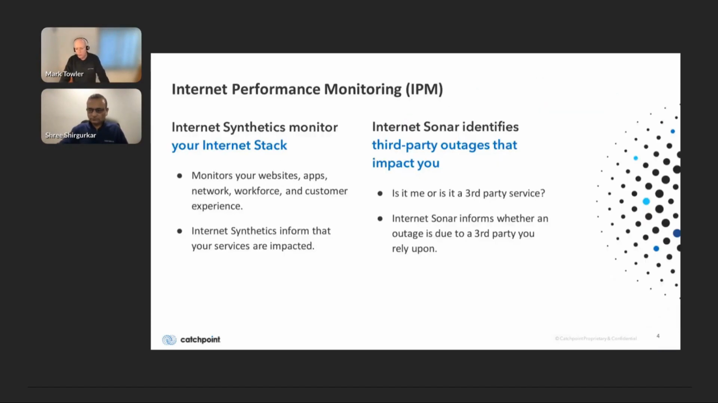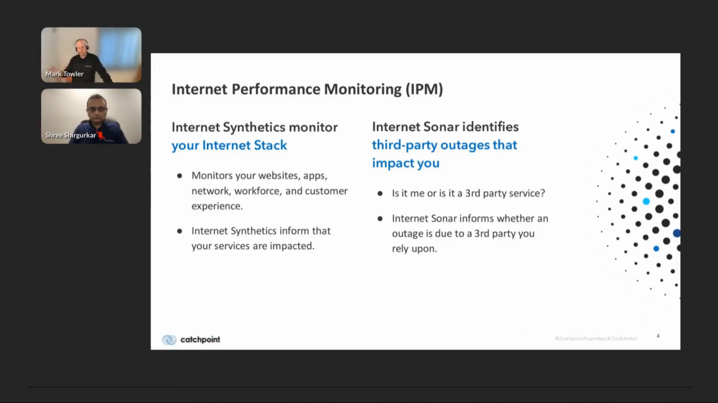So there's a couple different ways we do this. One of the key differentiators we want to talk about today is how we use internet synthetics. That's like synthetic monitoring, but on steroids, to monitor your internet stack. So again, as I mentioned, we'll monitor your websites, your applications, your network, your users, your workforce, your customers, to make sure they're having a good experience. And the internet synthetic testing will monitor you if your services are impacted. Basically, internet synthetics tell you if you've got a problem with your stuff. Internet Sonar, on the other hand, pretty much monitors everything else.